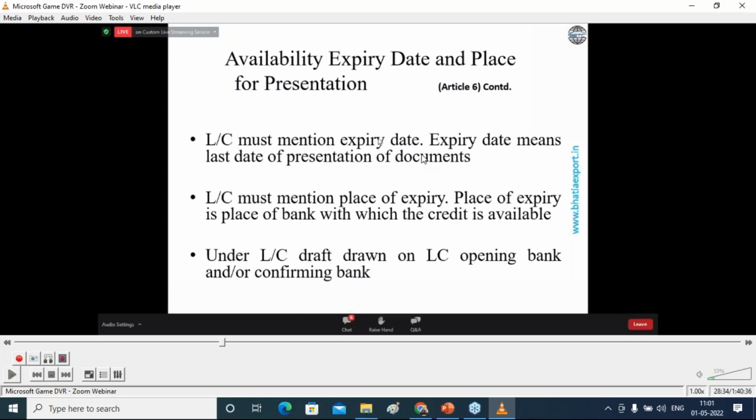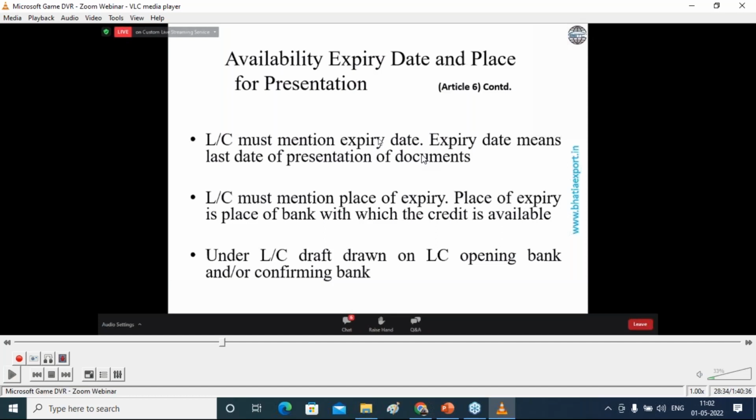Submission of documents: the general condition is that you have to submit the documents within 21 days from the date of shipment. Date of shipment is generally taken as the BL date. So you have to very clearly see the BL date and the expiry date of the LC. Within the expiry date of the LC, the shipment must be made. Therefore, the BL date must be before the LC expiry date.